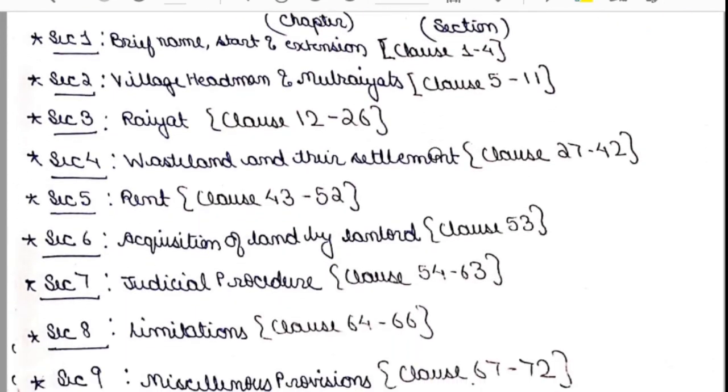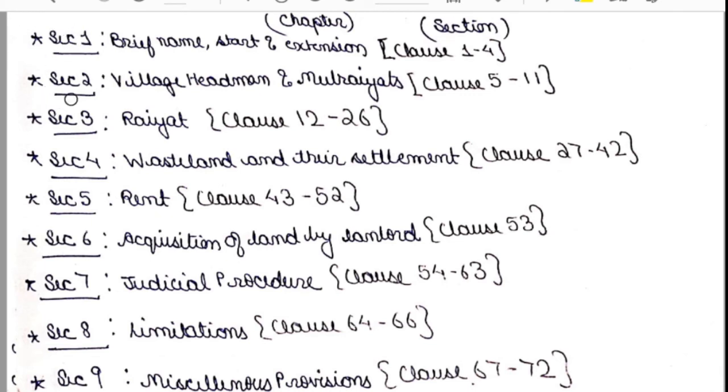Okay, now we will have a brief overview of the sections that are there in the Santhal Pargana Tenancy Act of 1949 and the clauses that come under these sections, and in the subsequent lectures we will see these clauses in detail. So section 1 constitutes the brief name, start and extension of this Santhal Pargana Tenancy Act of 1949. Clauses 1 to 4 come under this section.